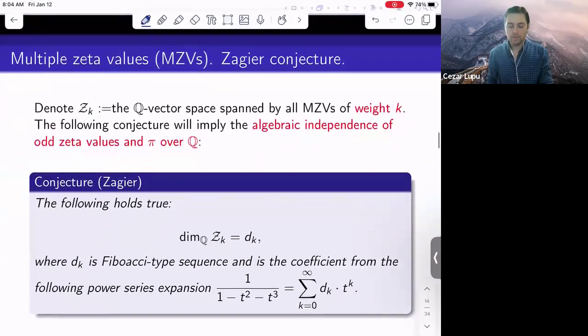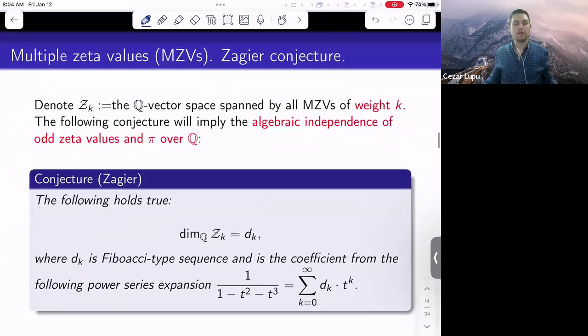In terms of these Q-linear relations, there was this conjecture made by Don Zagier, I think in 1994, a long time ago. If we consider Z_K to be the Q vector space spanned by all multiple zeta values of weight K, the following conjecture will imply the algebraic independence of odd zeta values and pi over Q. So basically, Zagier's conjecture will imply the transcendence.